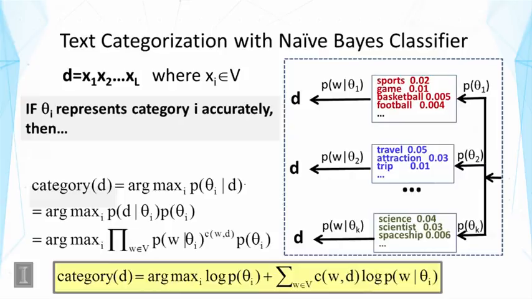And this is precisely what a naive Bayes classifier is doing. So here it's mostly the same information, except that we're looking at the categorization problem now. So we assume that if theta i represents category i accurately, that means the word distribution characterizes the content of documents in category i accurately, then what we can do is precisely like what we did for text clustering. Namely, we're going to assign document D to the category that has the highest probability of generating this document.